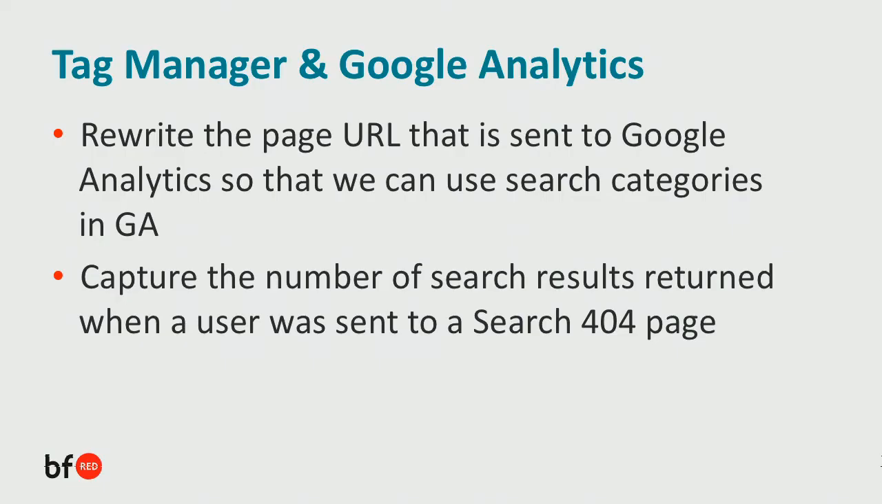And so to make everything work really cleanly in Google, I used Google Tag Manager, and I did a few little things just to make everything pass into Google Analytics really nicely. I rewrote our page URL so that we could use site search categories. That enables you to quickly look at your regular on-site search differently from the 404 search. The other thing I did is just a quick thing. I scraped from the page the number of search results that were returned, because that helps inform my analysis when I'm looking at what happened within Google Analytics.